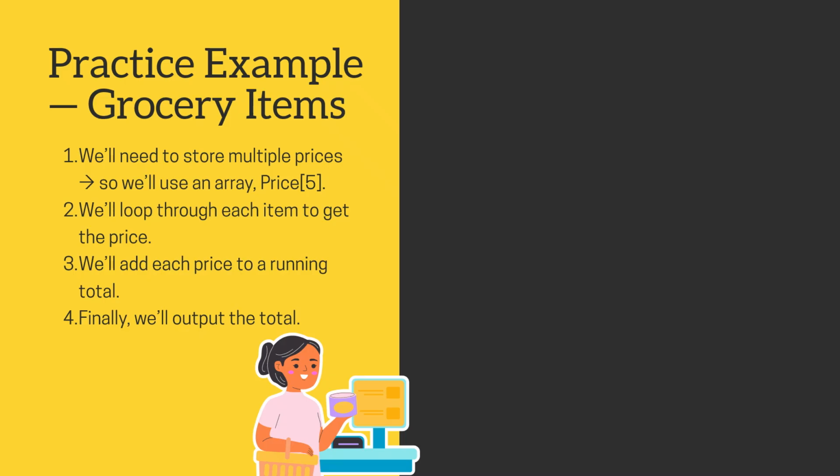So we need to store multiple prices, so we're going to use this array price 5, because we're going to be storing 5 items. And then we're going to loop through each item to get the price. Then we're going to add each price to get a running total. And then finally, we're going to output the total.